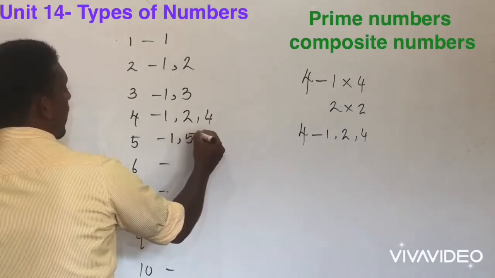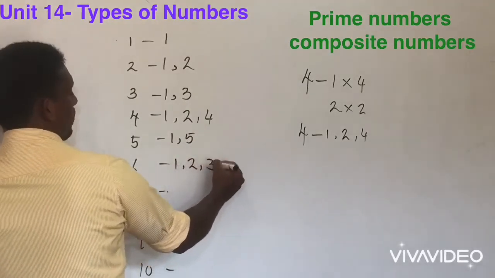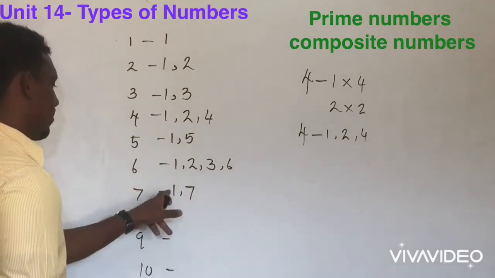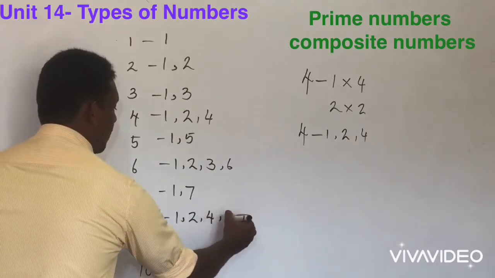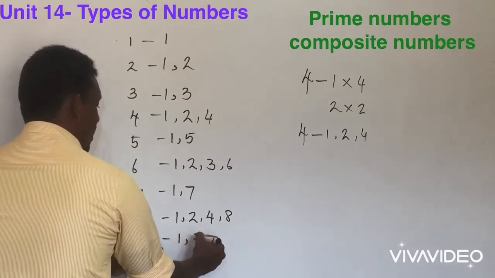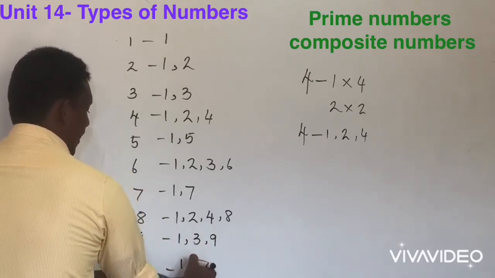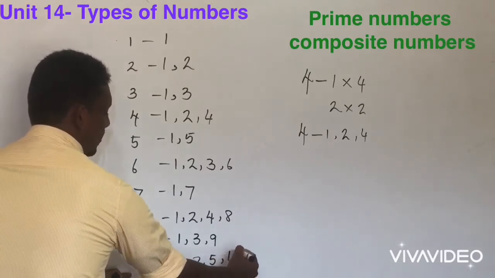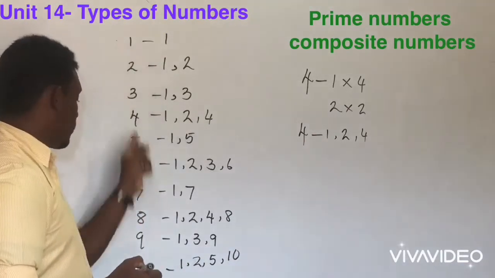And factors of 5 are only 1 and 5. Factors of 6: 1, 2, 3 and 6. The factors of 7, only 1 and 7. Factors of 8 are, it is divisible by 1 as well as 2, then 4, finally by 8. The factors of 9 are 1 and 3 and finally 9. The factors of 10 are, it's divisible by 1, then by 2, then by 5 and by 10. Now these are all the factors of the numbers 1 to 10.